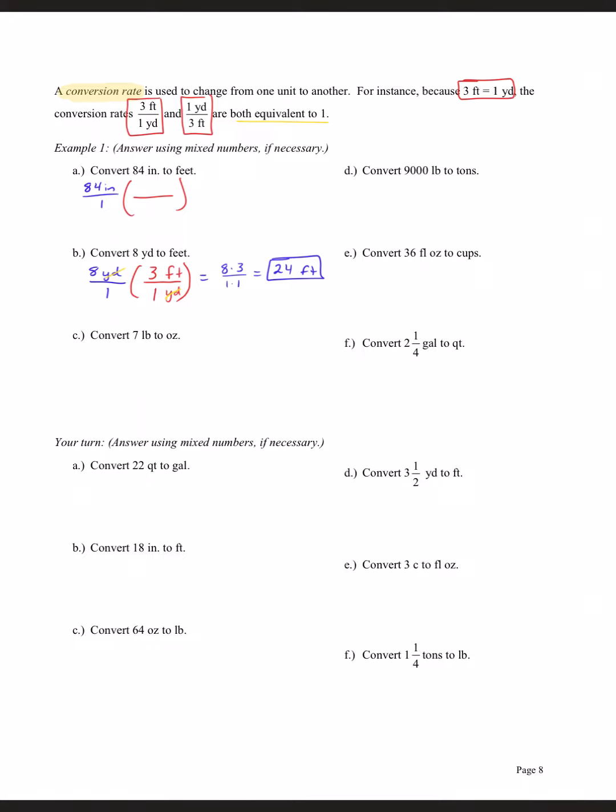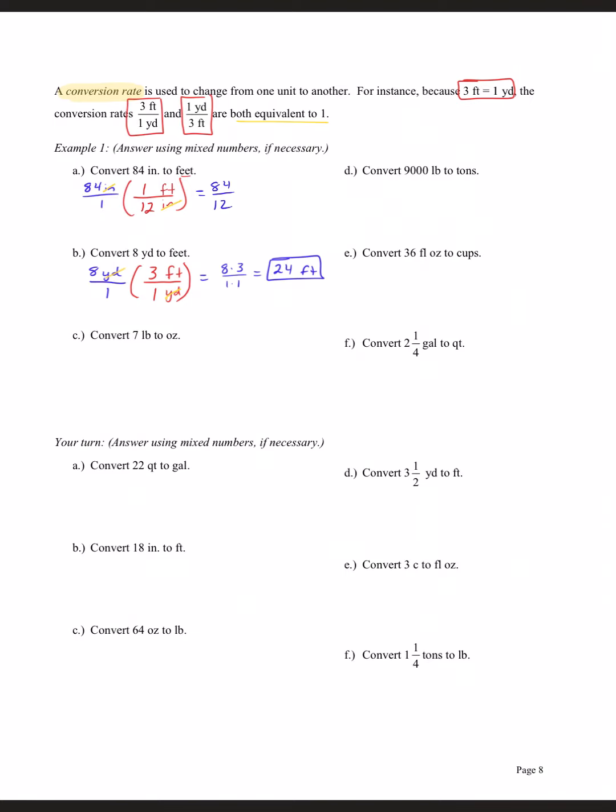So we put inches over here in the denominator, and then we're converting to feet, so that goes in the numerator. So now we need to think of what's the conversion rate between inches and feet. Well, we know a foot is bigger, so 1 foot has how many inches? Right, 1 foot is 12 inches. Here the inches cancel, which is what we need to happen. Now we multiply our numerators. 84 times 1 is 84. 1 times 12 is 12.